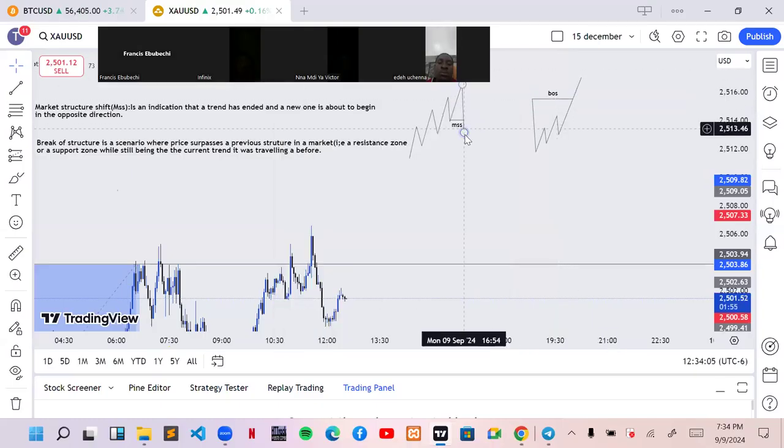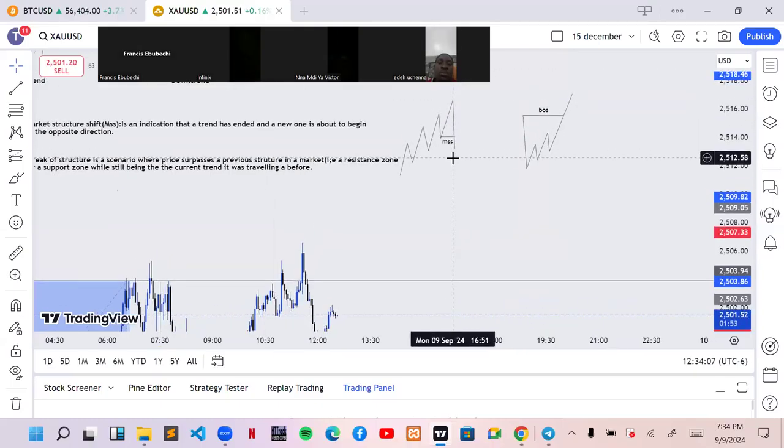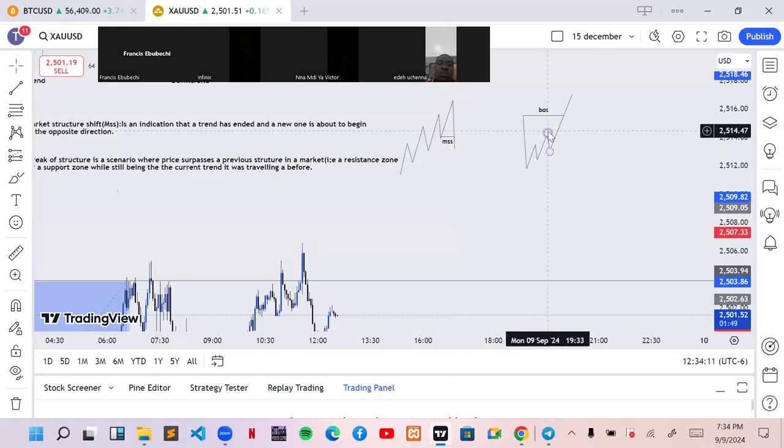And here, this is a market structure shift. So in the market structure shift, markets will change direction to the opposite direction. In break of structure, the market will still continue in the direction it was traveling at before, but it's going to surpass a key level in the market. Most of the time, there's a double break of structure.